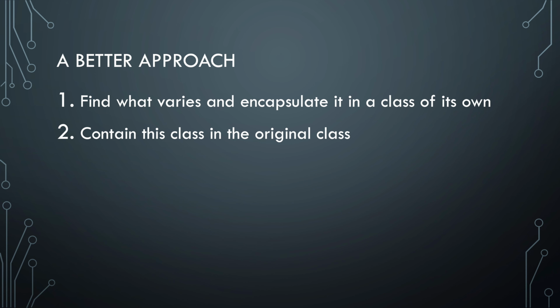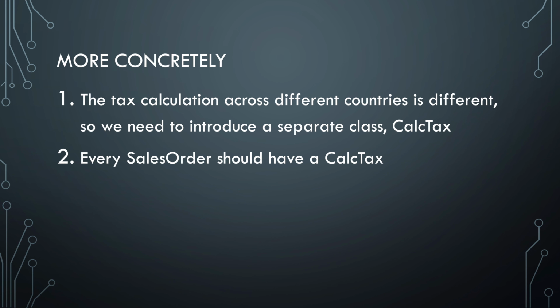A better approach is to find what varies and encapsulate that in a class of its own. Then contain this class in the original class. Favor aggregation over inheritance, remember? To follow this advice, we need to introduce a separate class, CalcTax, since tax calculation varies across different countries. Every sales order object should then have a CalcTax object.